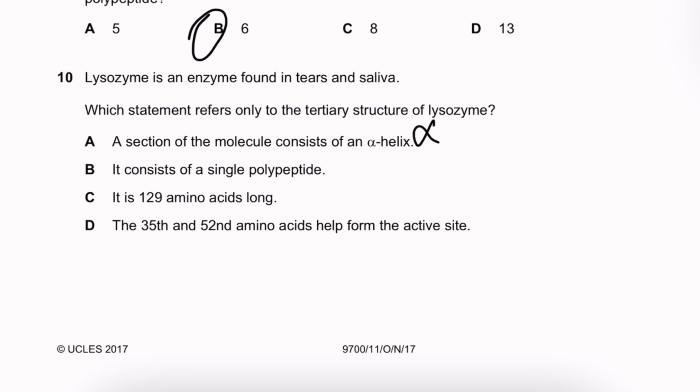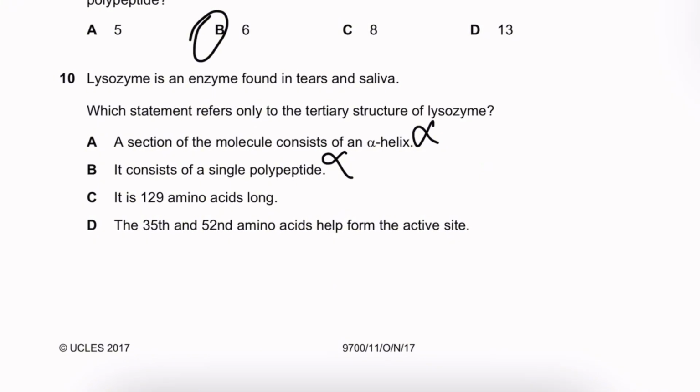Okay, it contains a single polypeptide. A single polypeptide refers to the quaternary structure, because quaternary structure is all about the number of polypeptide chains that are available. And as soon as you have more than one polypeptide chain in an enzyme, this means it has a quaternary structure. So no, this does not refer to the tertiary structure. 129 amino acids long. This has to do more with the primary structure.